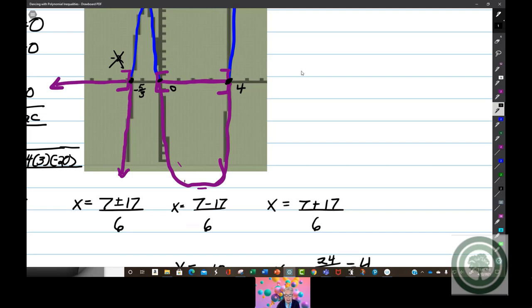This will be negative infinity to -5/3, bracket, union, bracket, 0, 4, bracket. And that is where the graph is under the x-axis, or touching the x-axis.